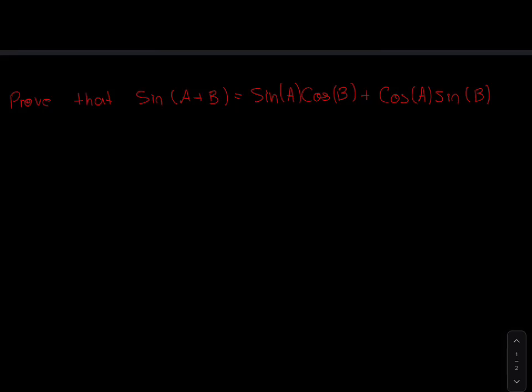We're going to be going over that 2023 paper 2 question 2 trig proof. It says prove that the sine of a plus b is equal to sine a cos b plus cos a sine b. Two separate tricks you need to know for this.